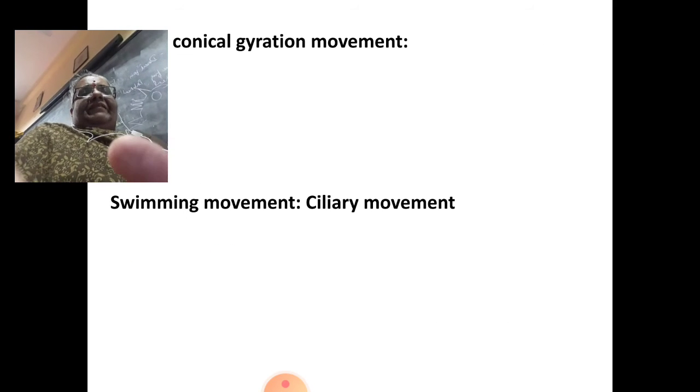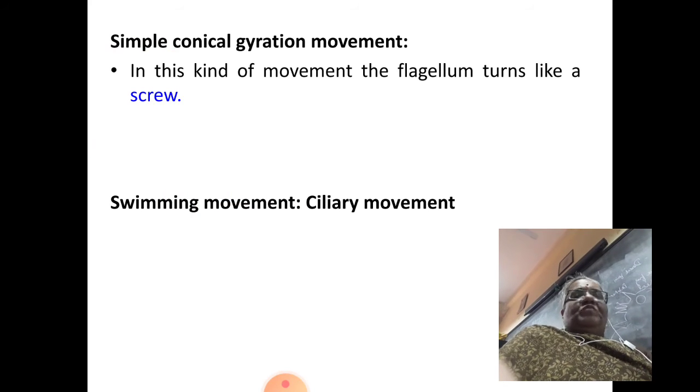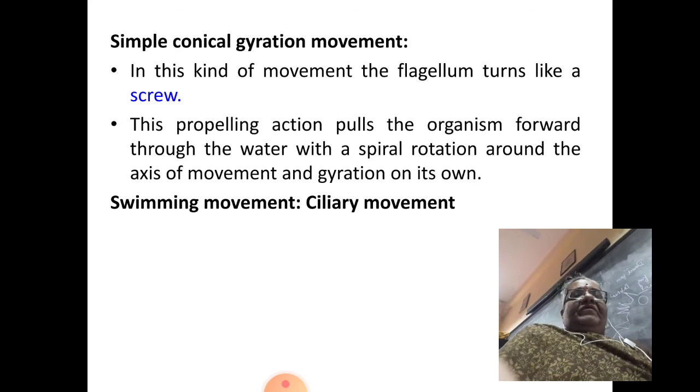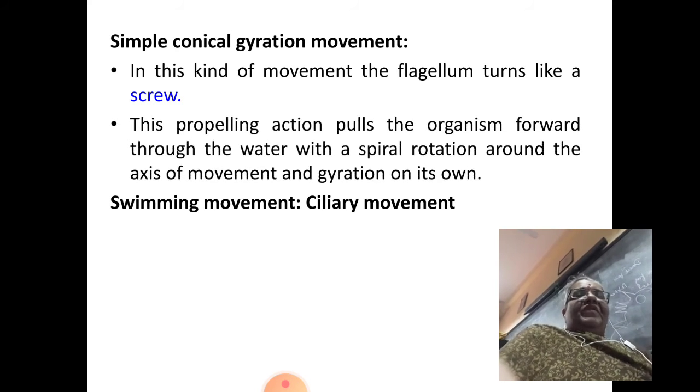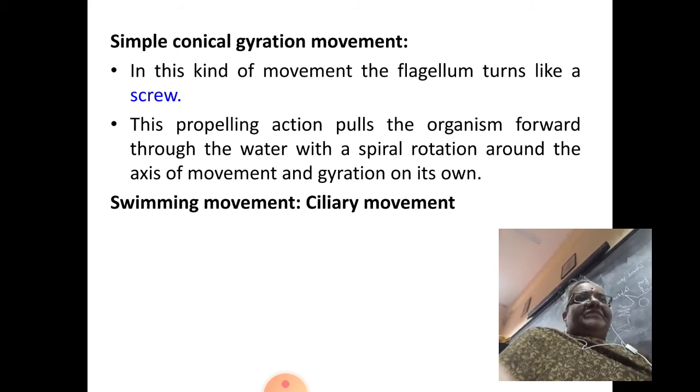Other than this, you see simple conical gyration movement. In this kind of movement, the flagellum turns like a screw, not the bending movement, it turns like a screw. This propelling action pulls the organism forward through the water with a spiral rotation around the axis of the movement, and the organism gyrates on its own. So, this is all about the flagellar movement as exhibited by euglena or chlamydomonas.